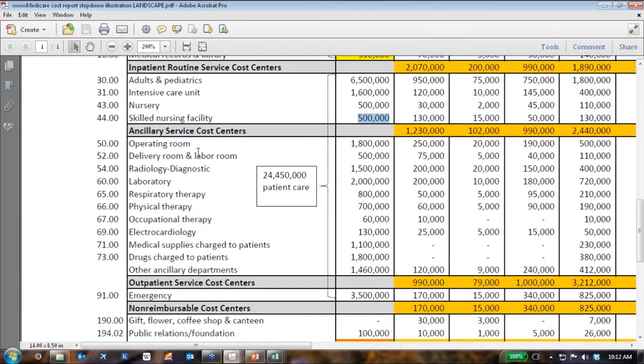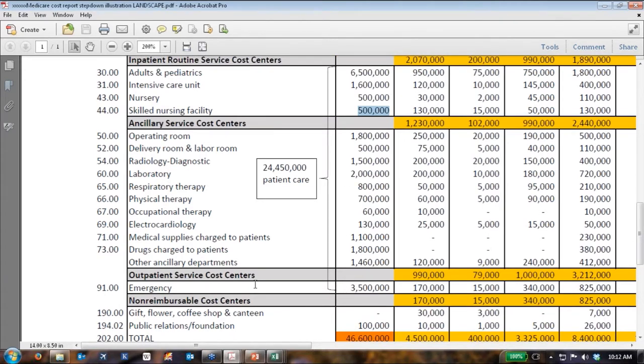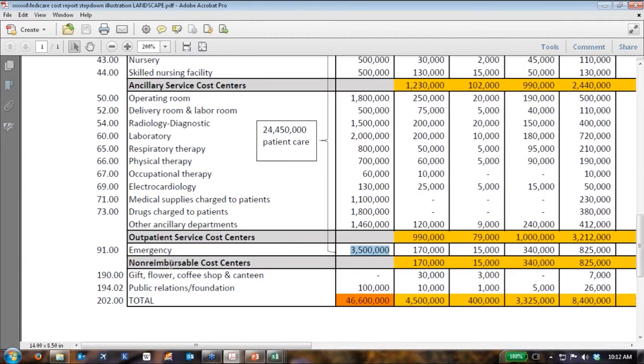They also need to be allocated to these ancillary service centers: operating room, medical imaging, lab, you name it. All of those, and emergency is one of them also. Well, emergency is an outpatient service center. Here it is, costs of $3.5 million. And then certain things Medicare doesn't allow as reimbursable, like the gift shop, the flower shop, the foundation.